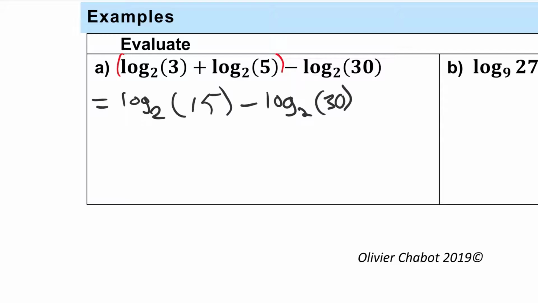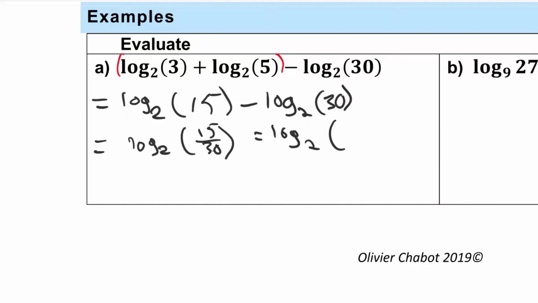Now we have a subtraction. So that means that we divide, right? So we write log base 2 of 15 over 30. 15 over 30 we can simplify by dividing the numerator by 15 and the denominator by 15 as well. So then that would be 1/2.